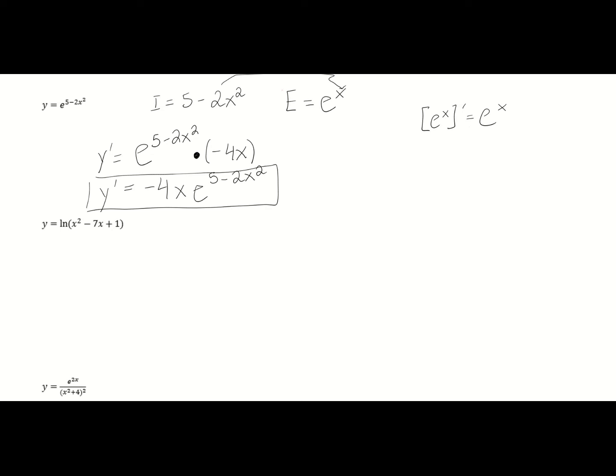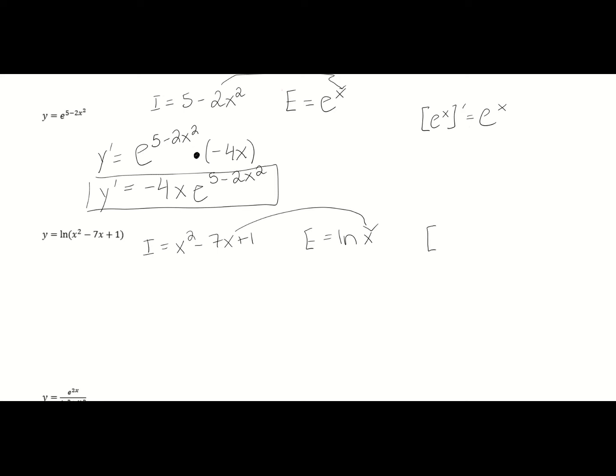All right, let's take a look at another one. We have y is equal to the ln of x squared minus 7x plus 1. Okay, so my interior function is going to be what's inside the ln, x squared minus 7x plus 1. My exterior function will be the ln of x, because this will go in here. So let's remember on the side that if we have the ln of x, the derivative of this is 1 over x.